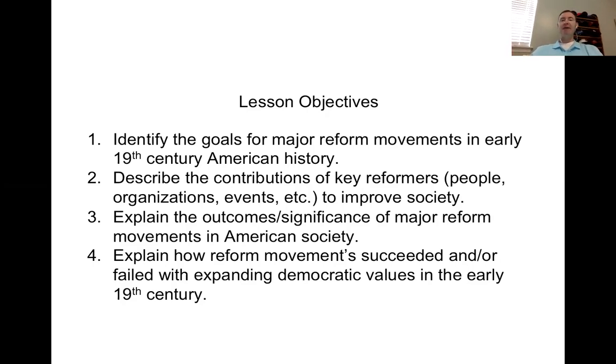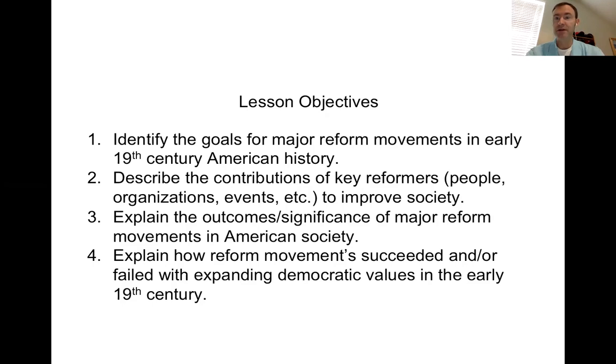Secondly, we want to describe the contributions of key reformers, people, organizations, events to improve society. Guys, you all have seen this in your lives up until now. Leadership matters a lot with the idea of how we are actually going to have society changing. So we have people that take it upon themselves to make it their life's mission to make our society better. Thirdly, explain the outcomes and significance of major reform movements in American society.